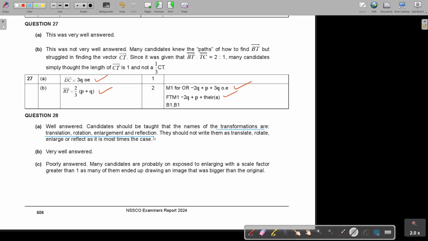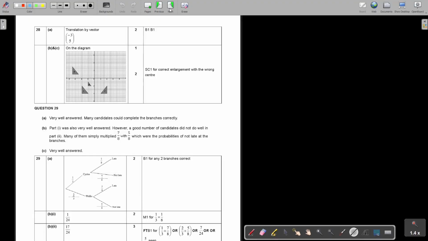Many candidates are probably unexposed to enlarging with a scale factor less than 1, as many of them ended up drawing an image that was bigger. So if it's a fraction where the numerator is smaller than the denominator, then the image is going to become smaller. Okay. So translation, you would have got 1 mark for this and 1 mark for this. And then on this diagram, the first one was just 1 mark, the second one, the correct, and the labeling was then 2 marks.